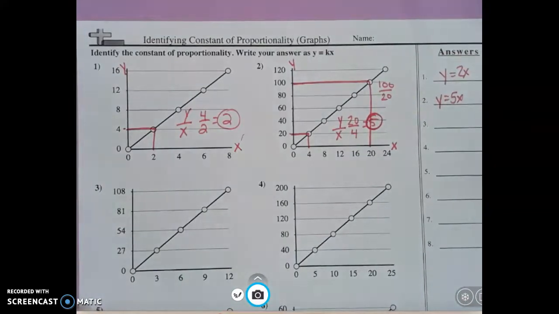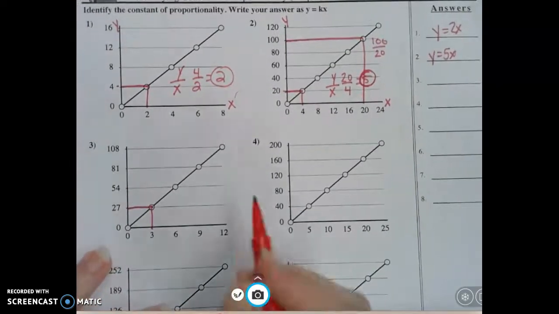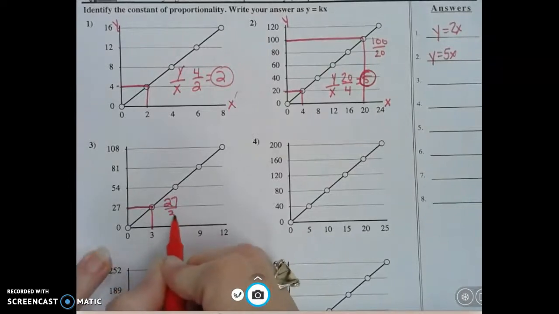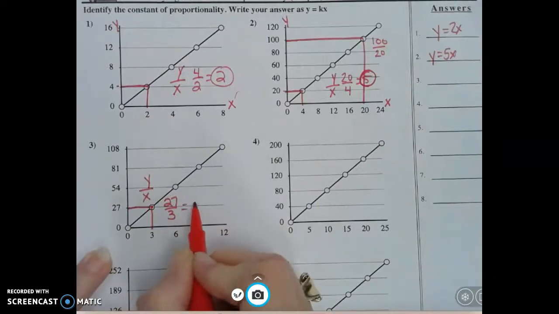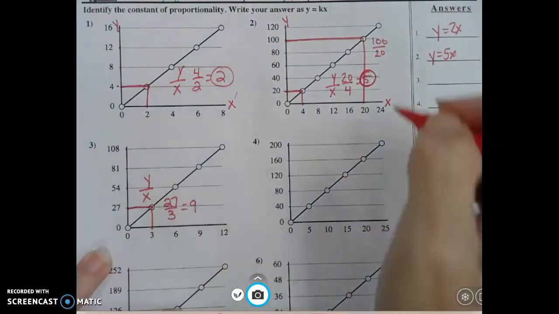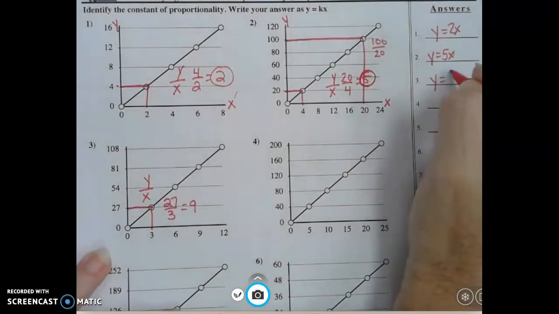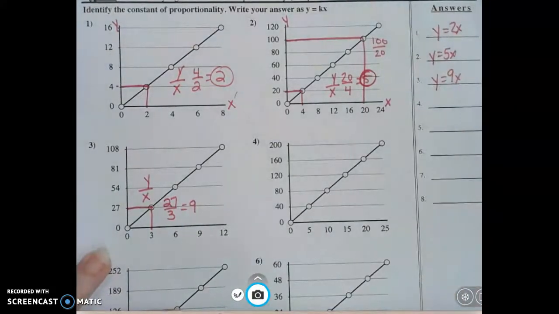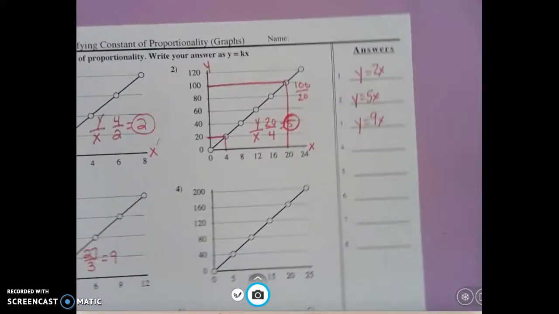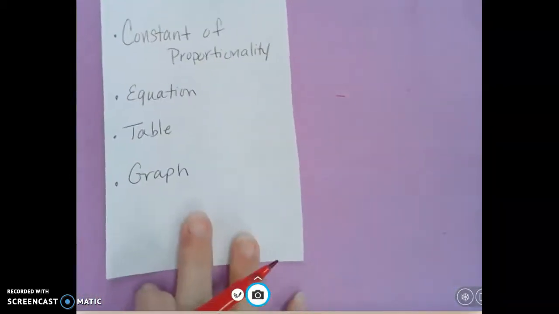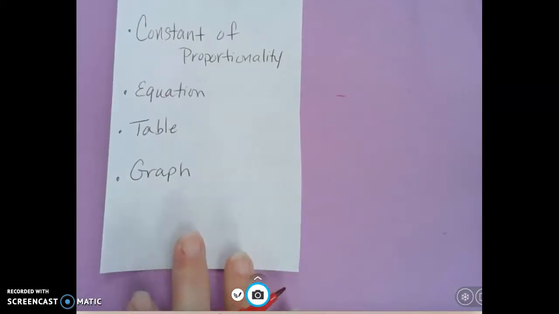So we're going to do one more. You can look at 27 and 3. So if I do 27 divided by 3, remember it is y divided by x, and that's going to give us 9. So if I go back and write my equation, we've got y equals 9x. Okay, so now we're going to take several different scenarios and try to move it into hitting all of these parts: the equation, the table, the graph, and the constant of proportionality.